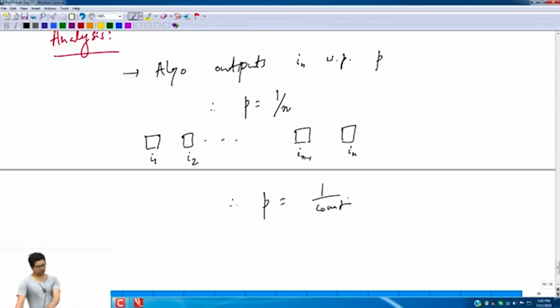Sure, and that sort of matches with our initial condition. We are storing I1 with probability 1 after seeing I1, and that matches with 1 over count. So if I set P equal to 1 over count, at least for the last item I have the right probability. Whenever the stream stops, at least for the last item, it is output with probability 1 over n, 1 over the length of the stream. But how about other items? It turns out that for other items also the probability is 1 over n only, but that needs a proof.